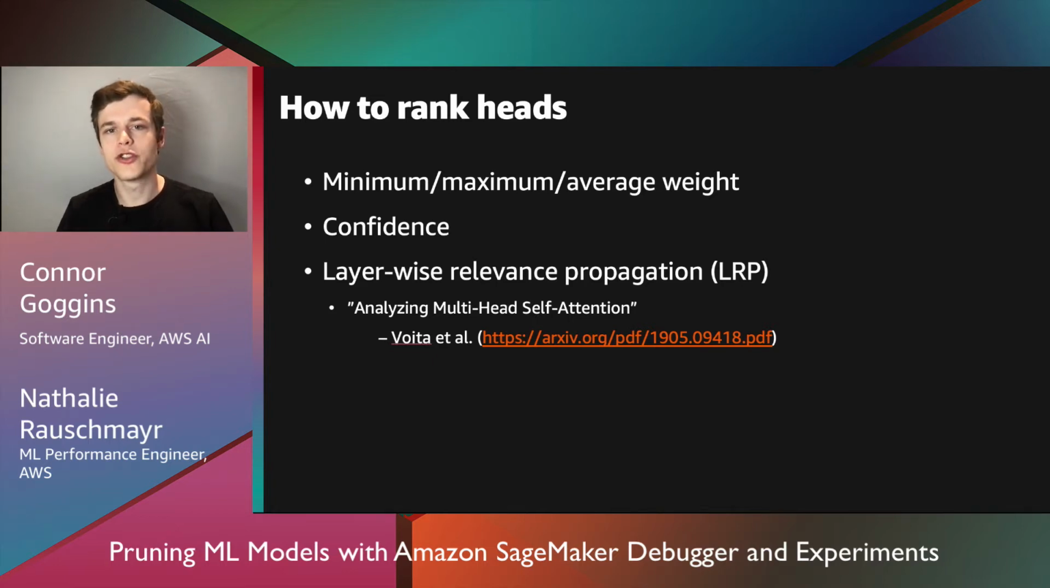As with filters in the structured pruning example for the computer vision model, there are several ways of determining the significance of heads in a BERT model for subsequent pruning. This includes finding the minimum, maximum, or average weight in each head, calculating the confidence of each head, which basically involves taking the average of the maximum attention weights for each head applied to a set of sample sequences, and then also layer-wise relevance propagation, which essentially allows us to measure the intra-model relevance of individual neurons.